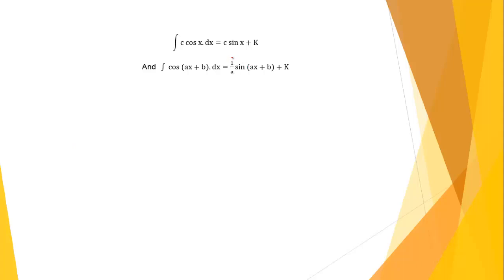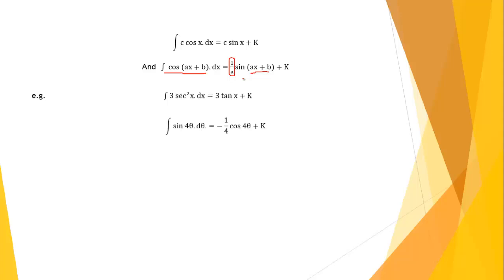So here we are getting a coefficient of 1 over a because once the integral of cos is found, the terms inside the brackets are differentiated and it is divided by the result. With similar results for the remaining trigonometric integrals, the integral of 3 sec square x with respect to x equals 3 tan x plus k.